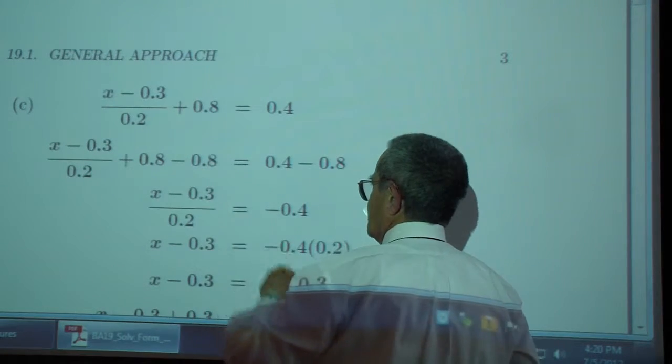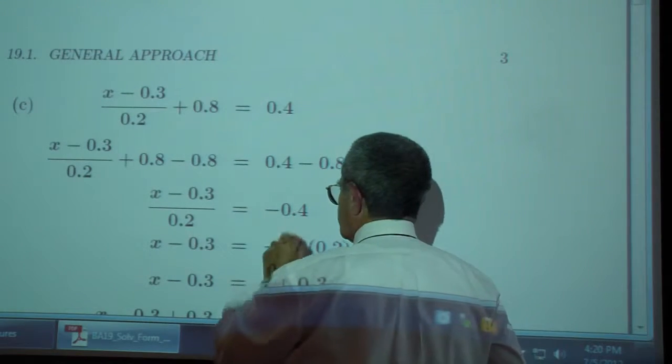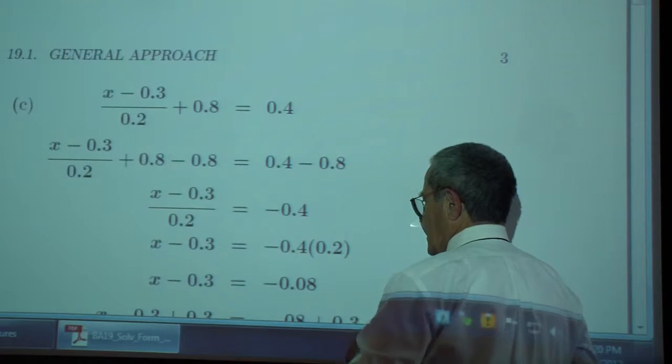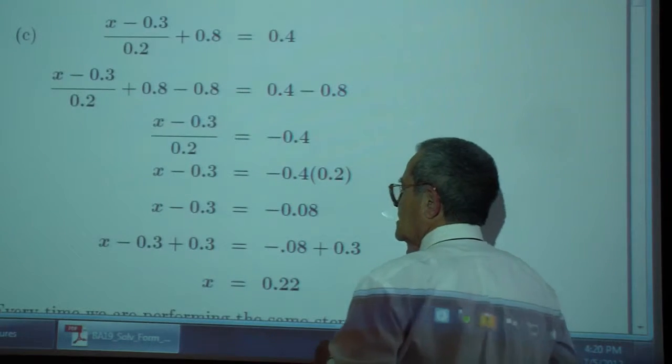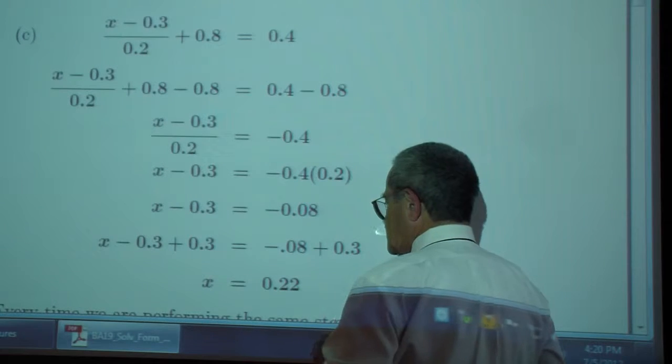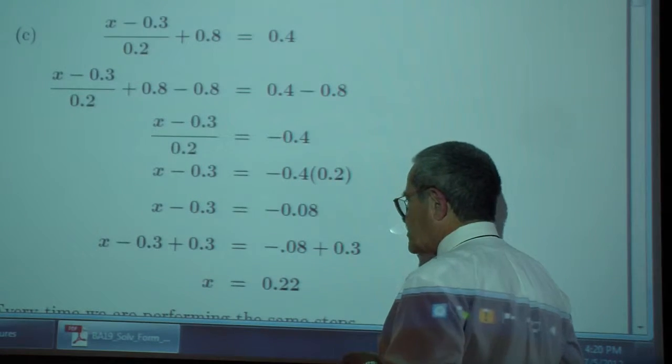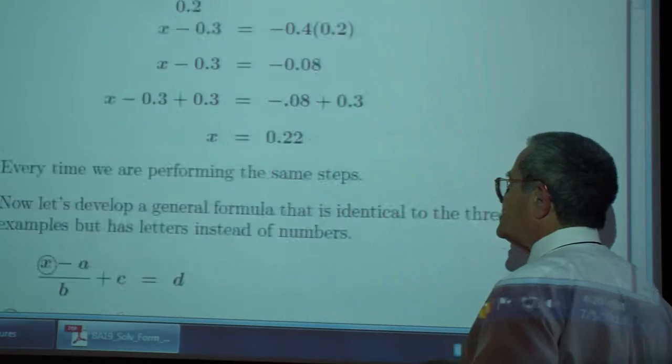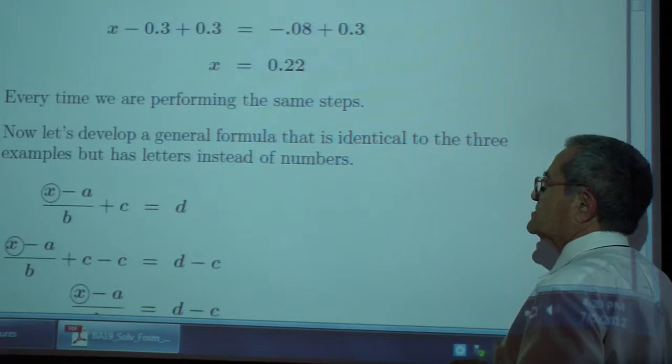Step 1, you subtract 0.8 from both sides. Step 2, you multiply by 0.2, carry out the multiplication, and add 0.3 to both sides, so x is 0.22. Now, every time we are performing the same steps.